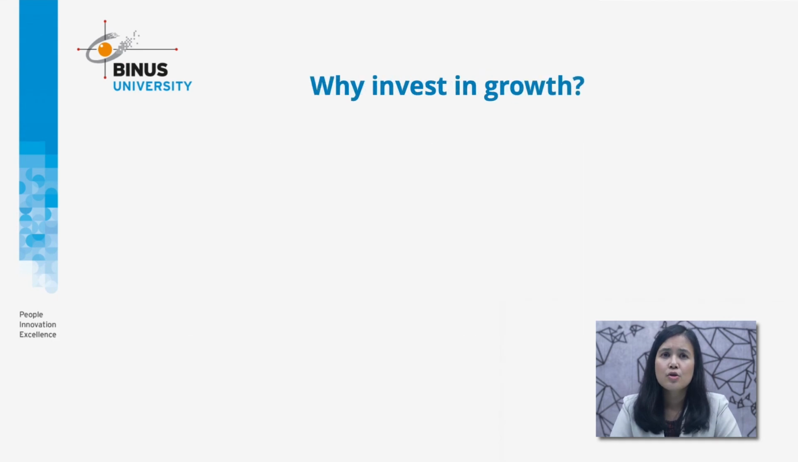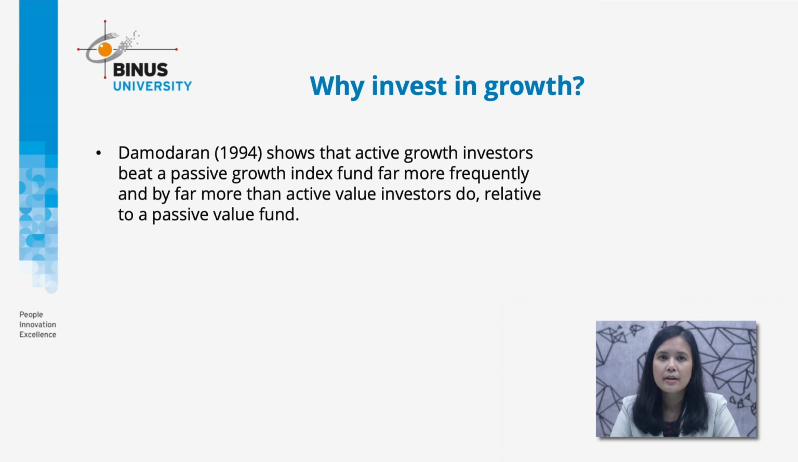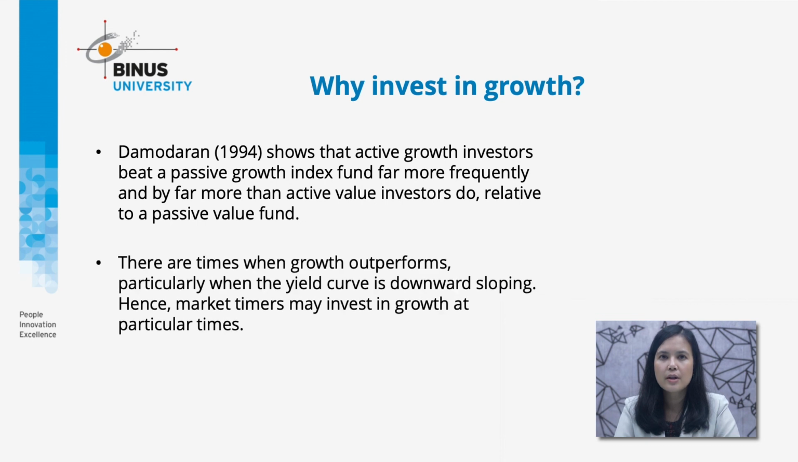So why should investors choose to invest in growth companies? Damodaran 1994 shows that active growth investors beat a passive growth index fund far more frequently and by far more than active value investors do, relative to a passive value fund. There are times where growth outperforms, particularly when the yield curve is downward sloping. Hence, market timers may invest in growth at particular times.